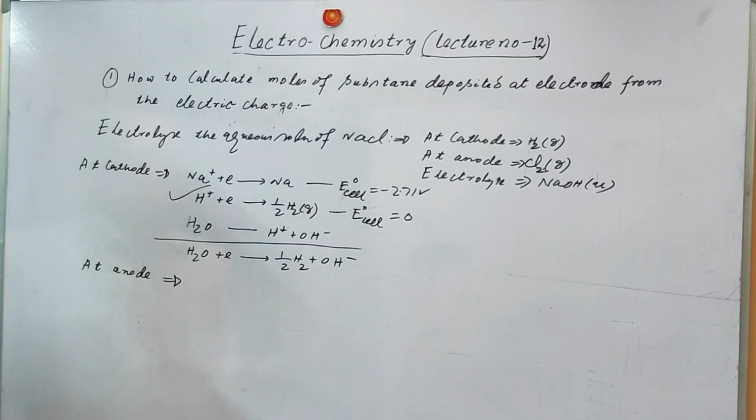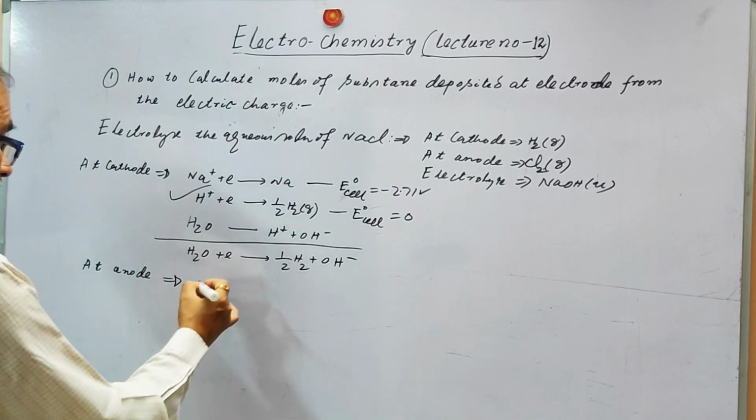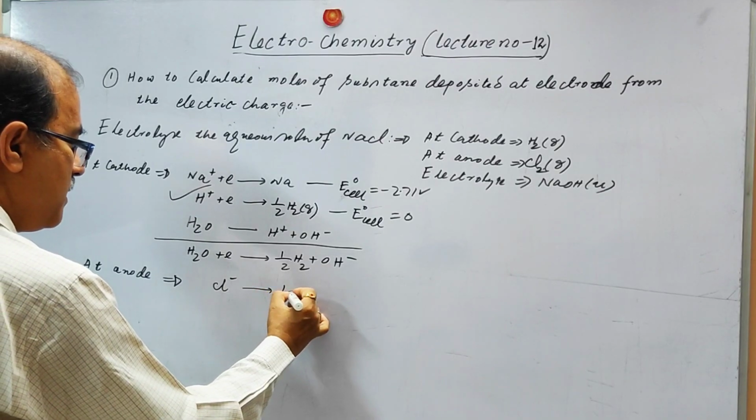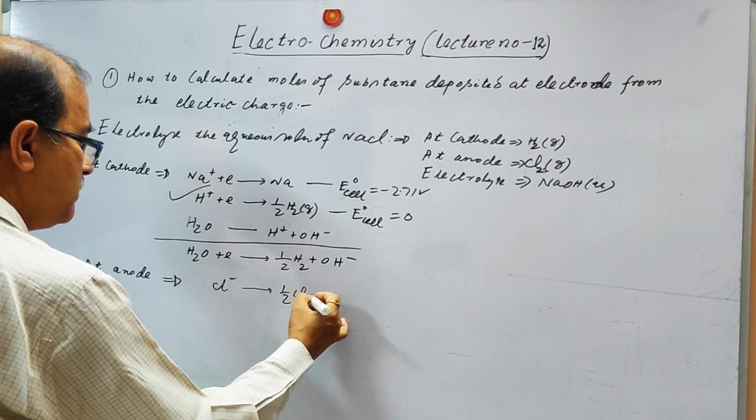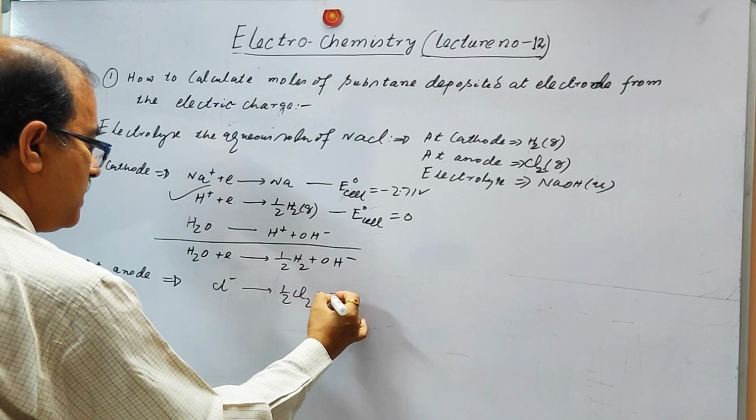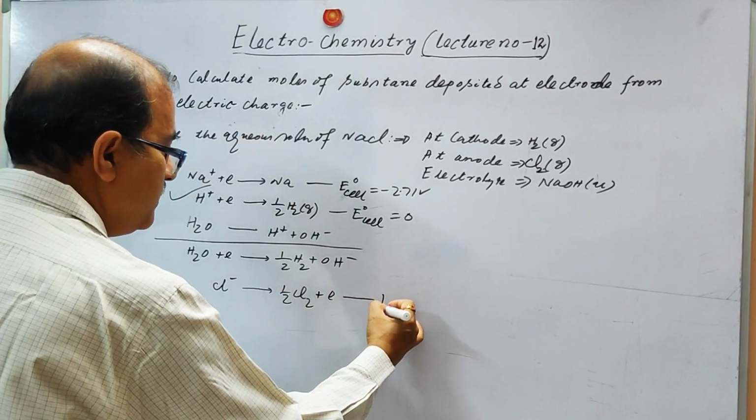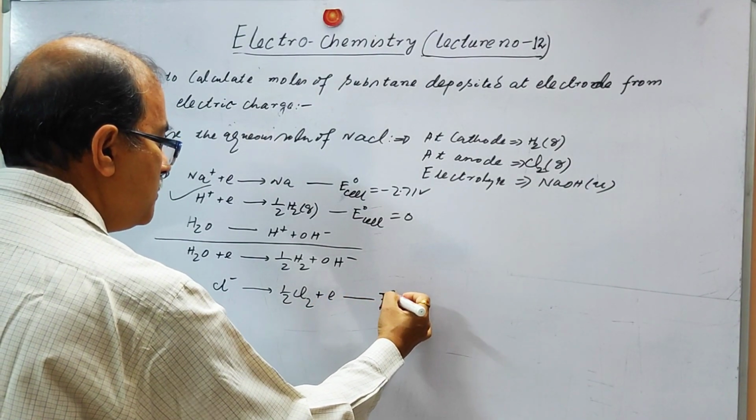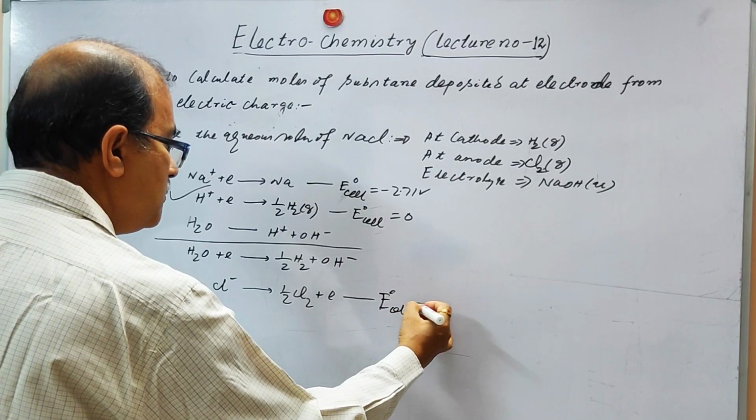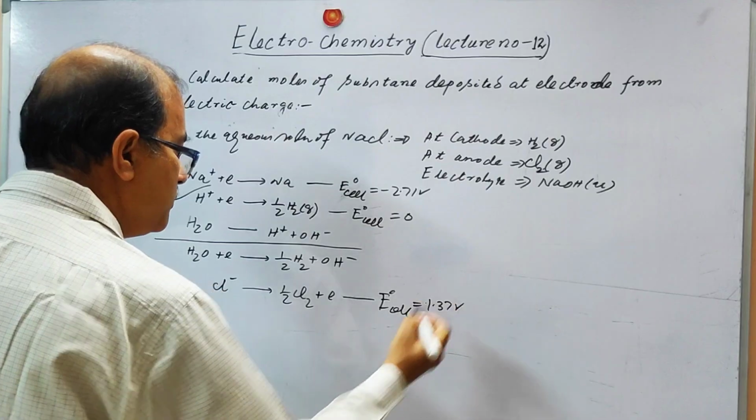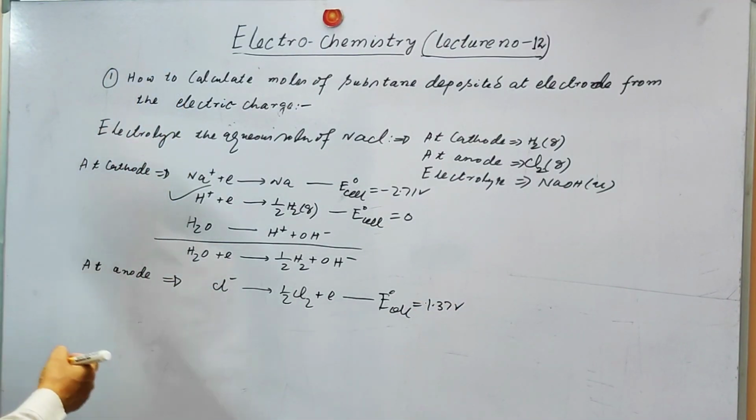At the anode again, there are two anions. One is chloride ions, Cl minus, which will be oxidized to create chlorine gas plus one electron, and its electrode potential, which we are going to see, is 1.37 volt, the reaction potential.